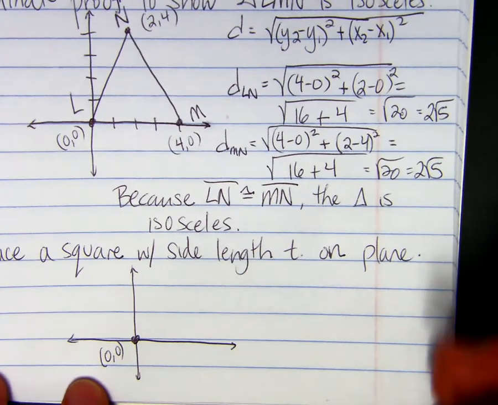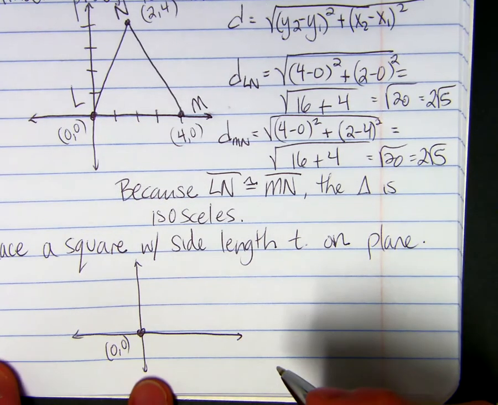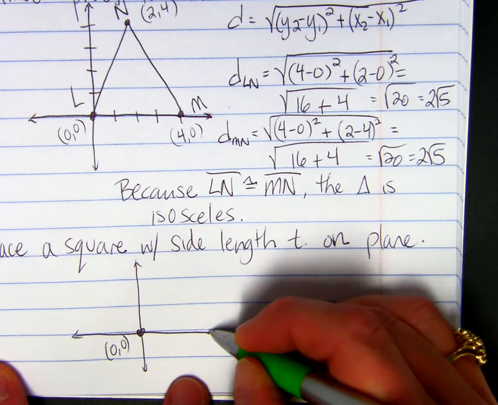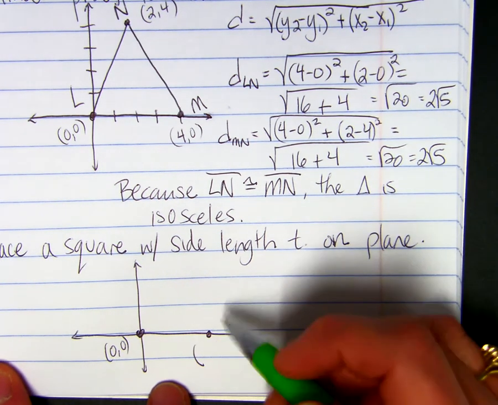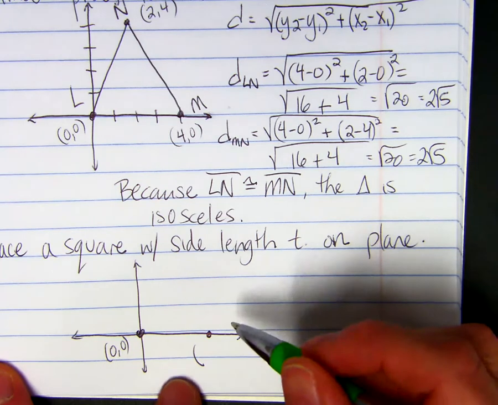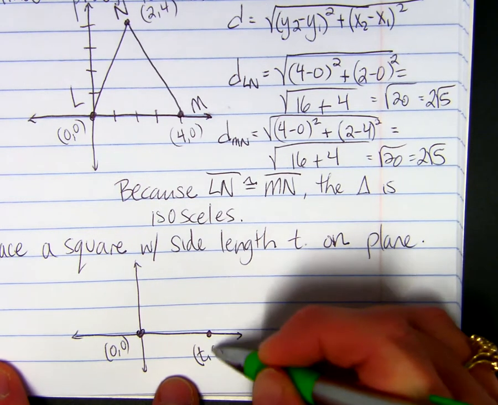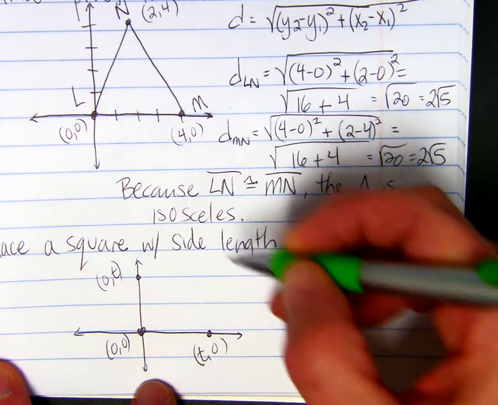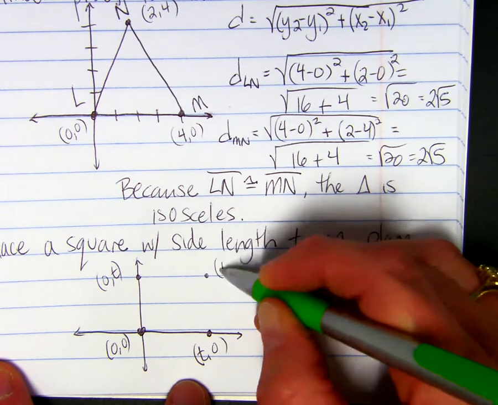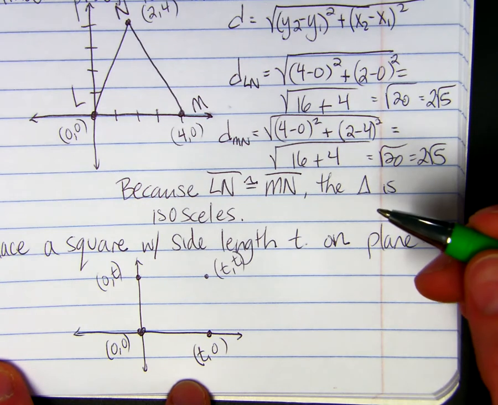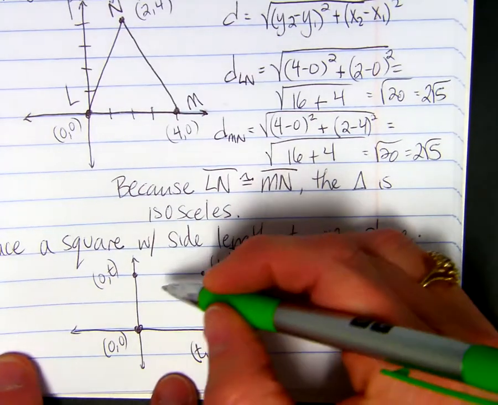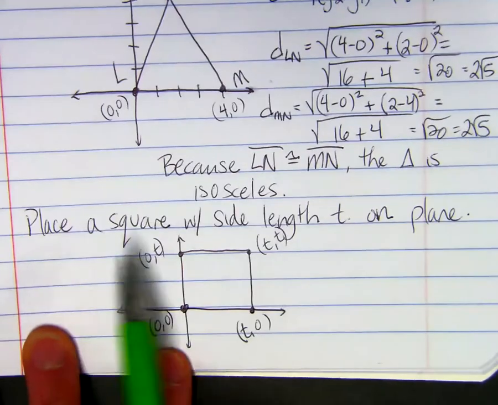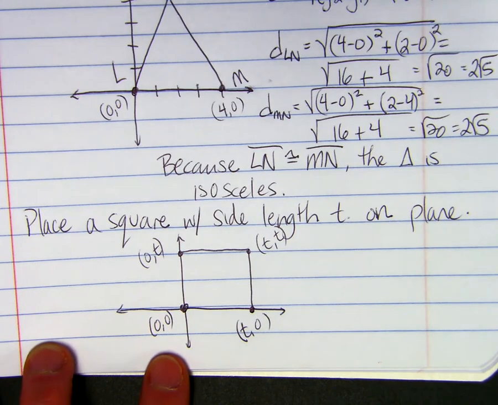Yes? So can the square be any size then? Technically, but it's still a square. And I don't put hash marks in because it's t long, so we just do t, 0, 0, t, and then the last point would be at t, t. So, yes, Rebecca. What's the first one say? Place a square with side length t on a coordinate plane.